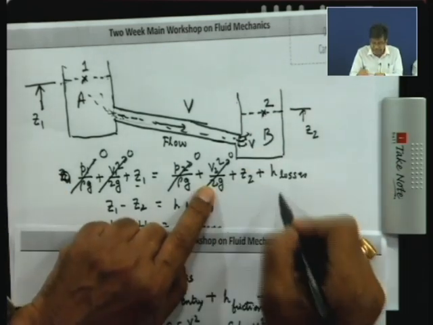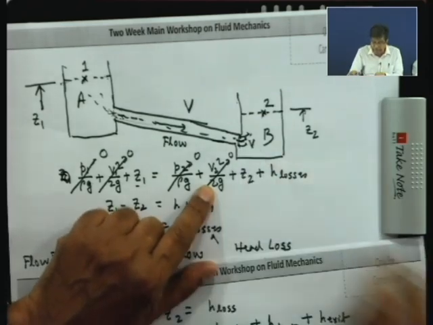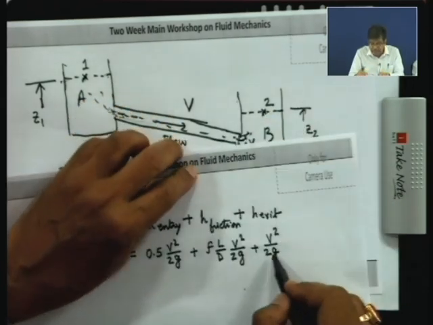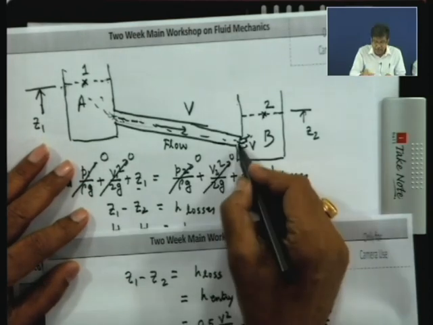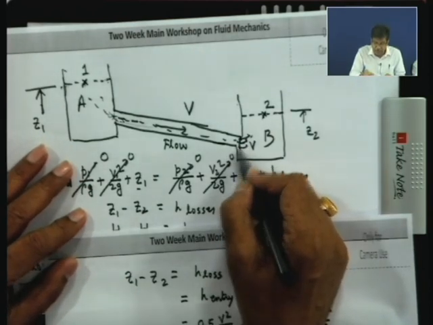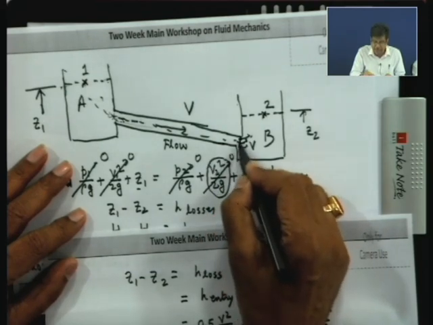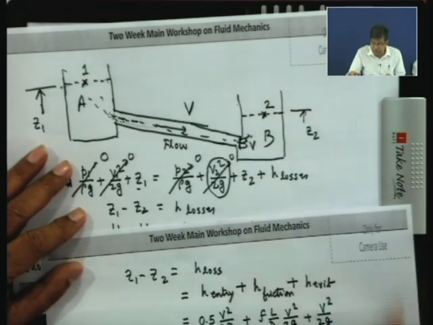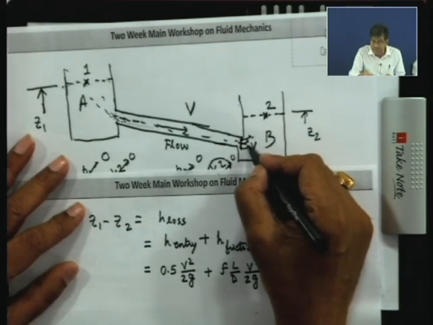In that case, this exit loss could not have been there. That means since V2 square by 2g is not written here, it has come in the form of exit loss. If you take the Bernoulli's equation here, you get the same expression, but here there is kinetic energy, whereas there it will disappear and come in the form of exit loss.